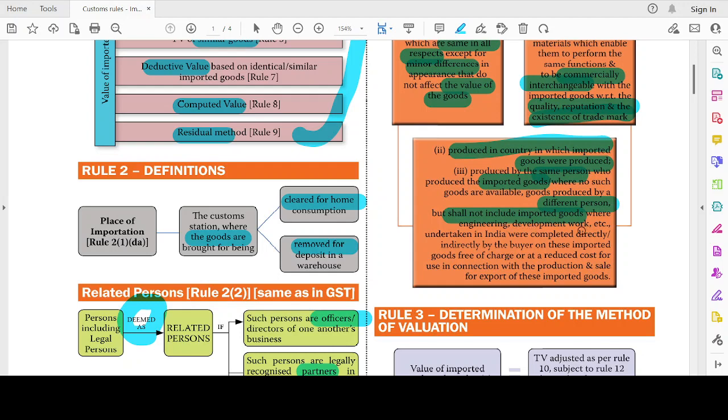Goods where engineering or development work, etc., undertaken in India, was completed directly or indirectly by the buyer on these imported goods free of charge or at a reduced cost for use in connection with the production or sale for export of these imported goods. So, which does not include this. I have done the engineering and development work in India and then exported these goods, either free of charge or at a reduced cost. Then if such raw material has been used in this product and then re-imported into India, that will not be known as an identical or similar product.